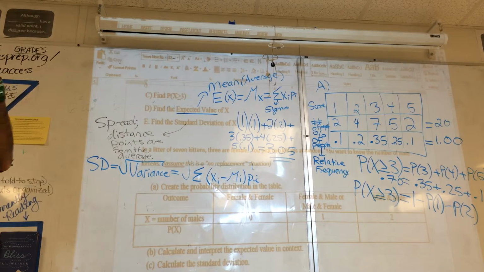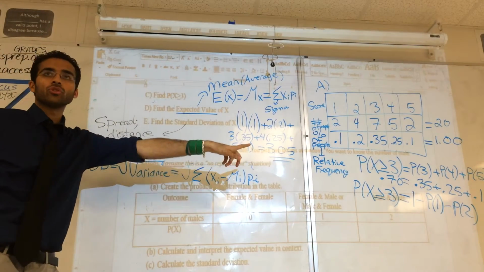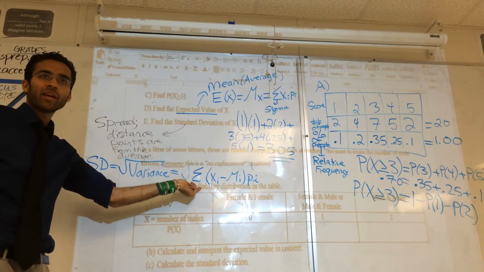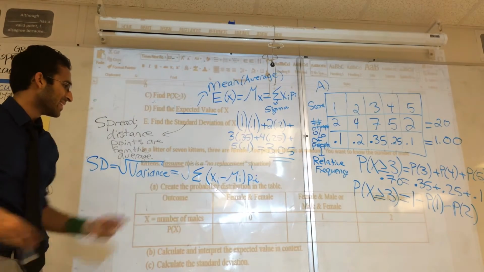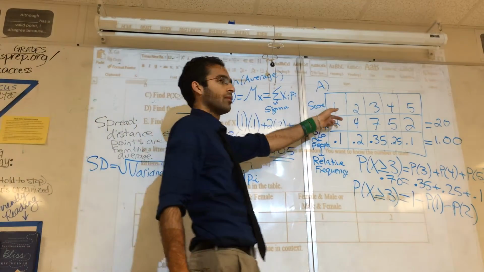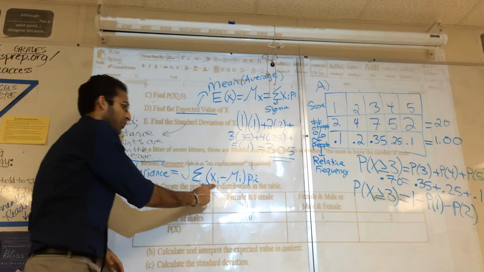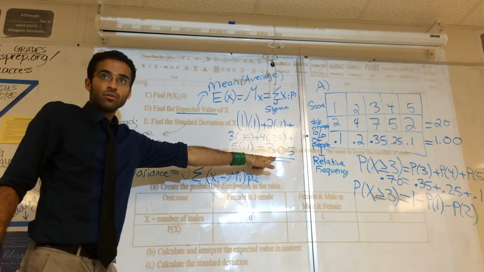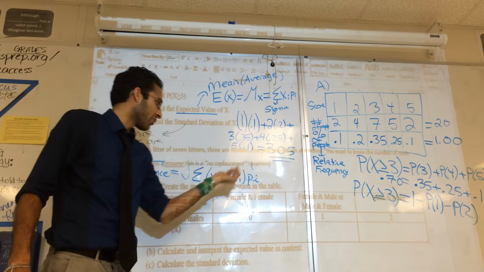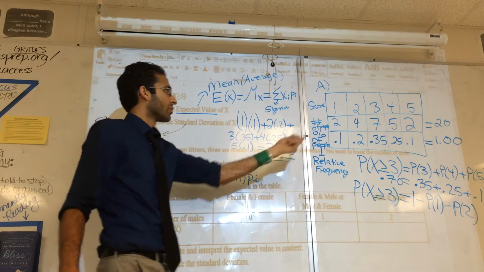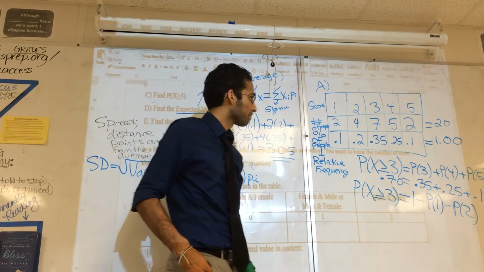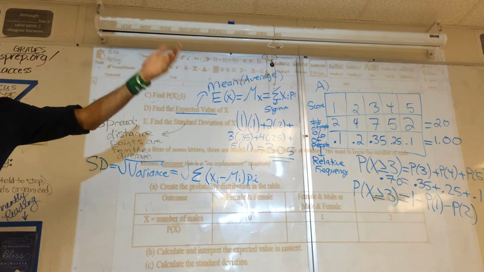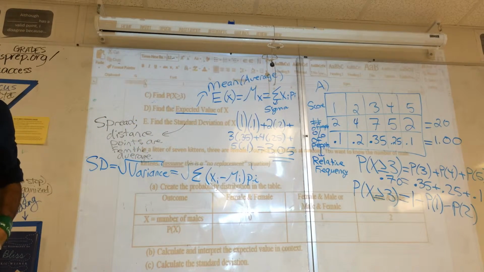So the formula says, take the square root, again we have the sigma, which means sum. So it's saying, take an x value like 1, take the first x value, see how far it is from the average, 1 minus the average, times the probability of getting that value. That's all it is. Again, it's just measuring how far away the data is from the average.